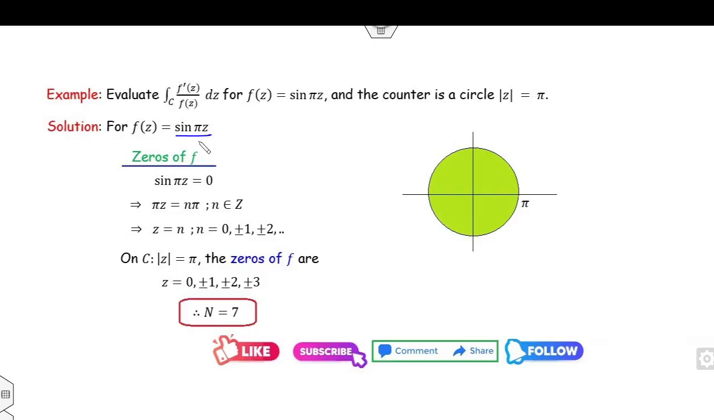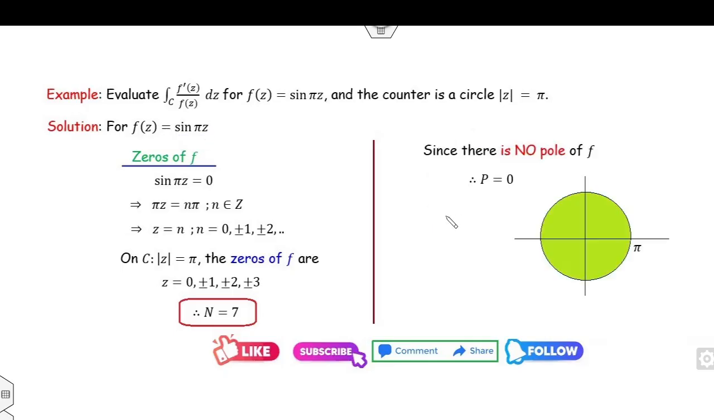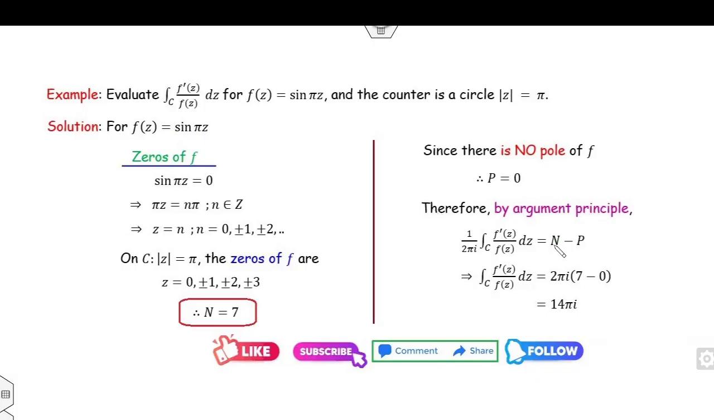Can you find the poles? Clearly there is no denominator, so p is 0. Therefore, by the argument principle, I can write n minus p. n is 7, p is 0. So the answer is 1 over 2 pi i times 7. I can multiply them. The answer is 14 pi i, which is the correct answer.